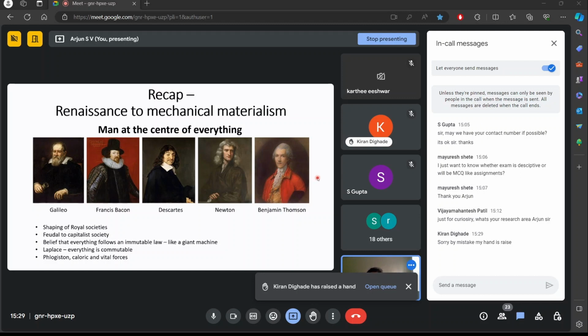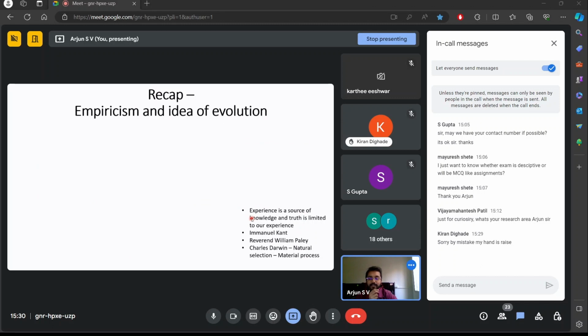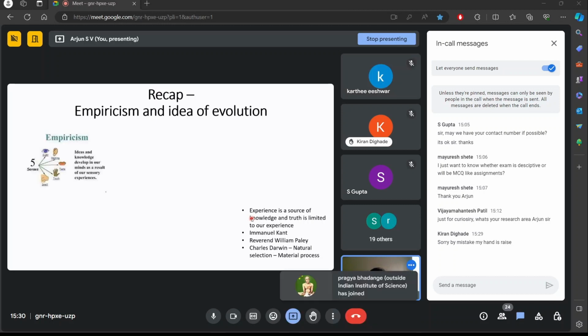The findings of Benjamin Thompson's studies, which said that caloric is just conversion of energy from one form to another, led to the formation of energy conversion devices. James Watt, who developed the steam engine, made use of that, and that started the industrial revolution. Following this industrial revolution, empiricism, which says that everything is part of experience and truth is limited to our experience, came more into the forefront.